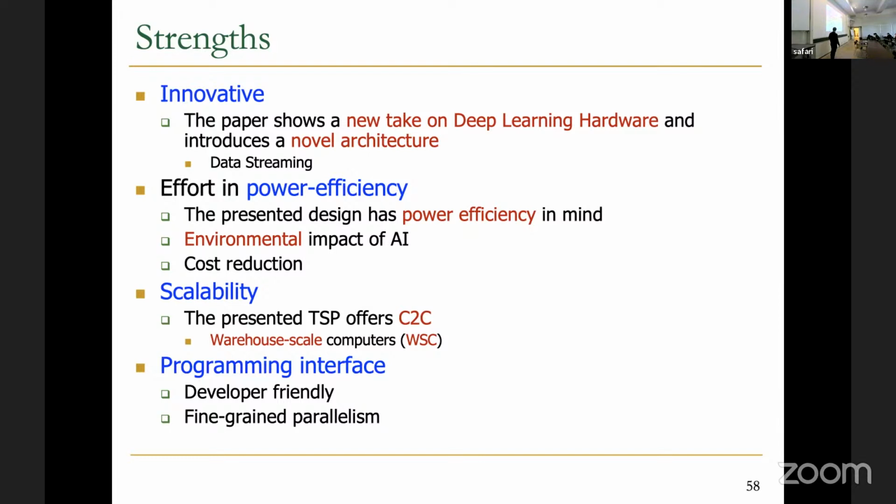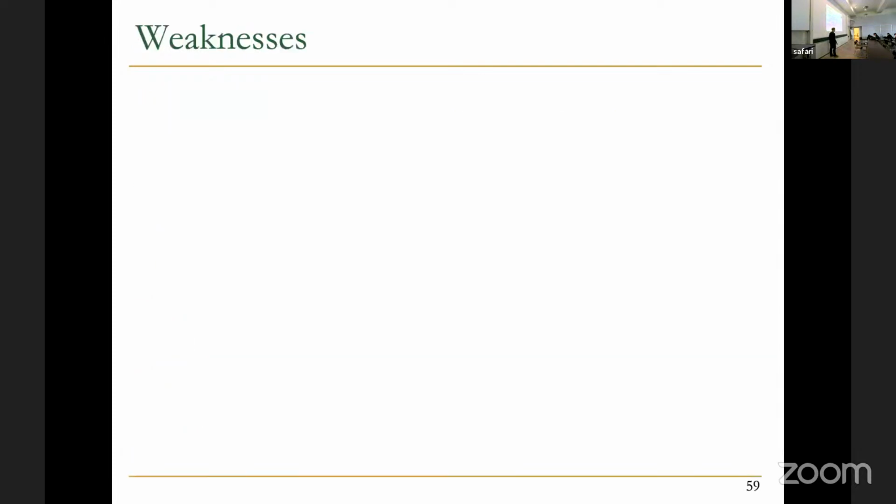Also, programming was introduced. So programming interfaces were given that are really developer friendly and still offer fine-grained parallelism and fine-grained control over the whole chip because it's that deterministic. And they added a nice interface to the paper.